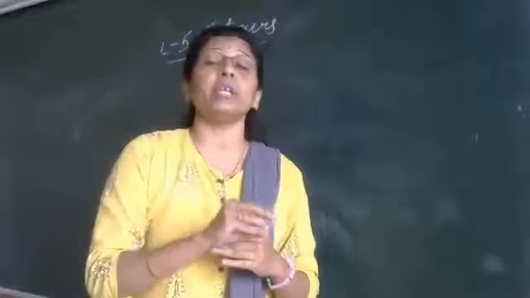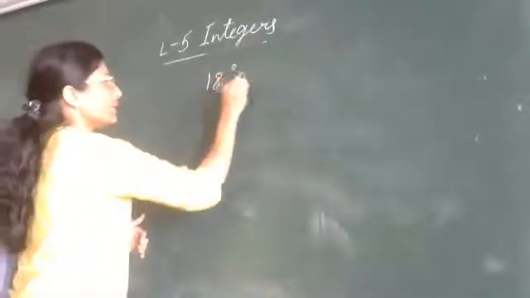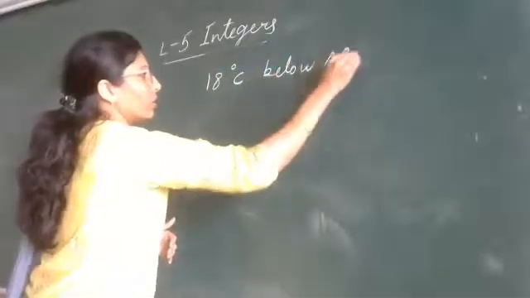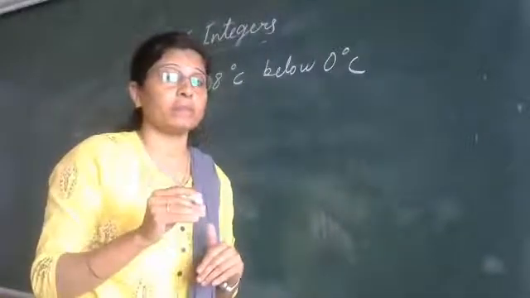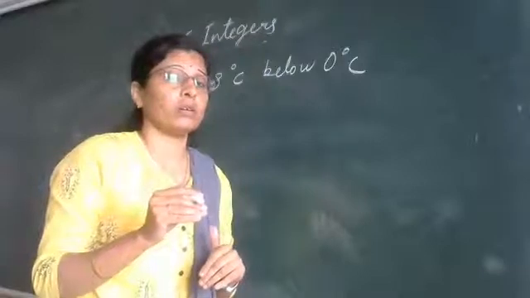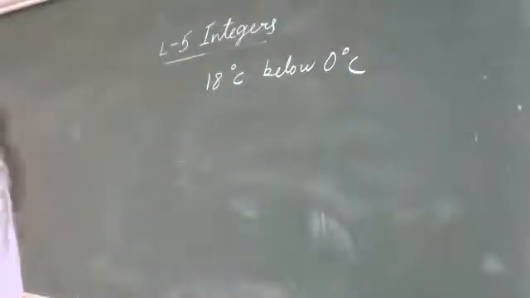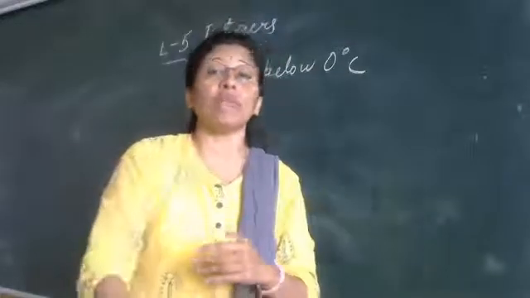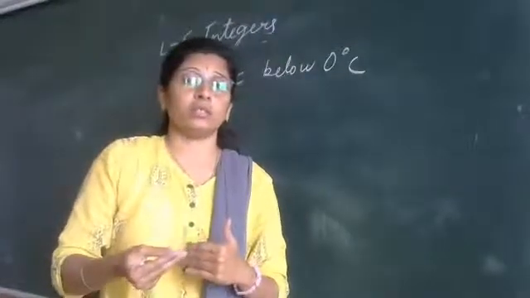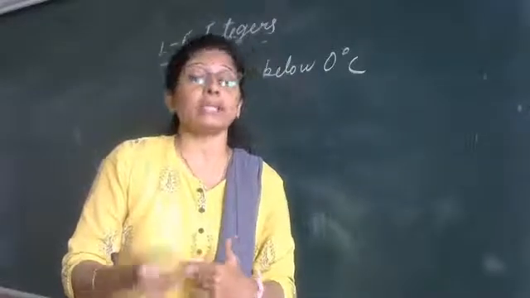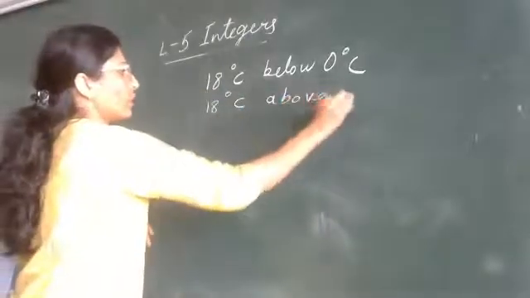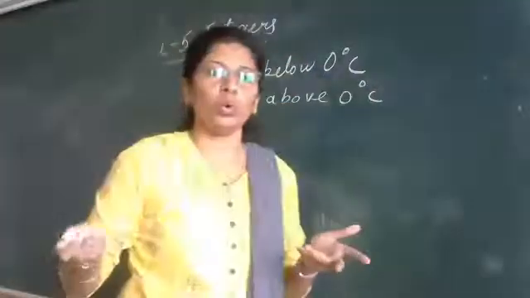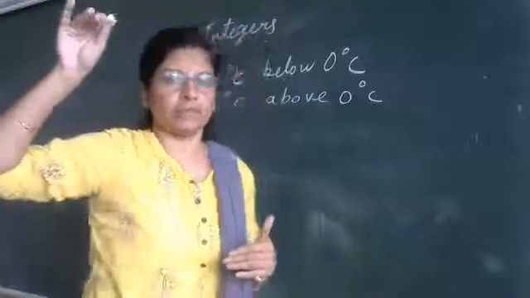Then 18 degrees Celsius below 0 degrees Celsius. Below 0 degrees means will 18 come with plus or minus? Okay, it will come in minus. But what will be the opposite of it? They are asking opposite. It will come in plus. Means how can we write that? 18 degrees Celsius above 0 degrees Celsius. Below, opposite will be above. Above means it will be plus 18.